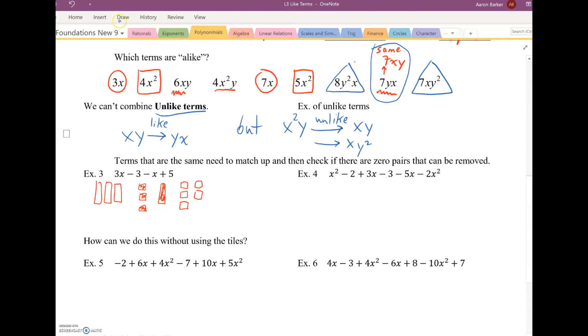So let's group them together. So when you're grouping them together, you're going to take them and move them together. So these guys can go over here. I'll deal with them in a second. These guys side by side.